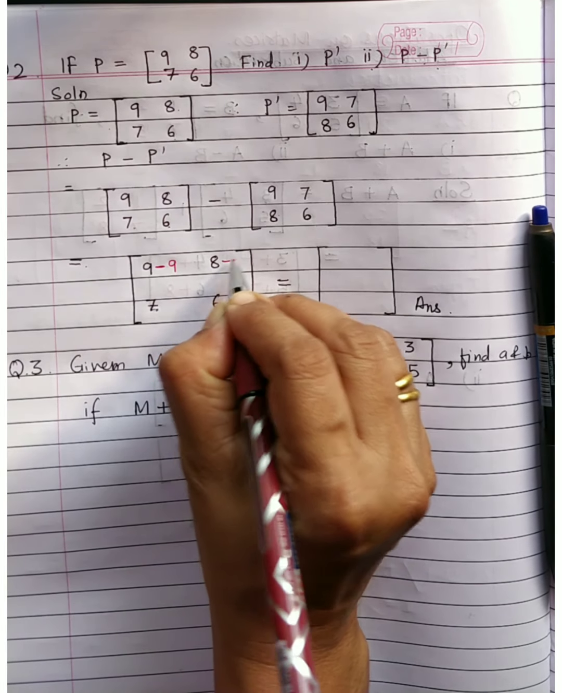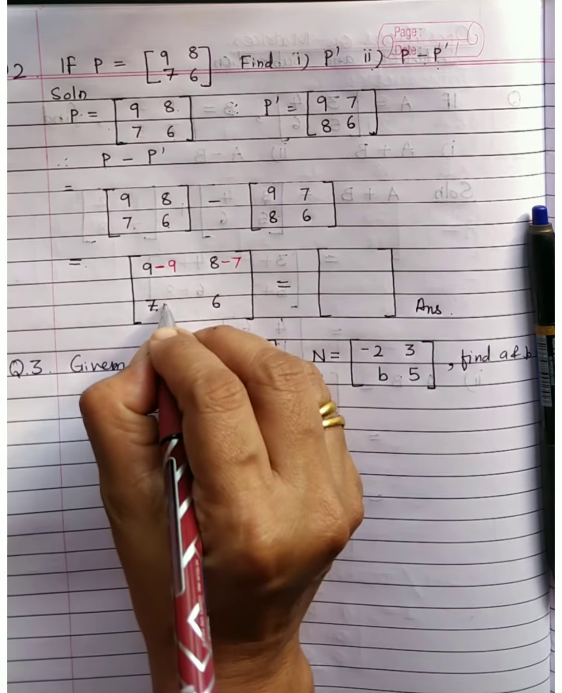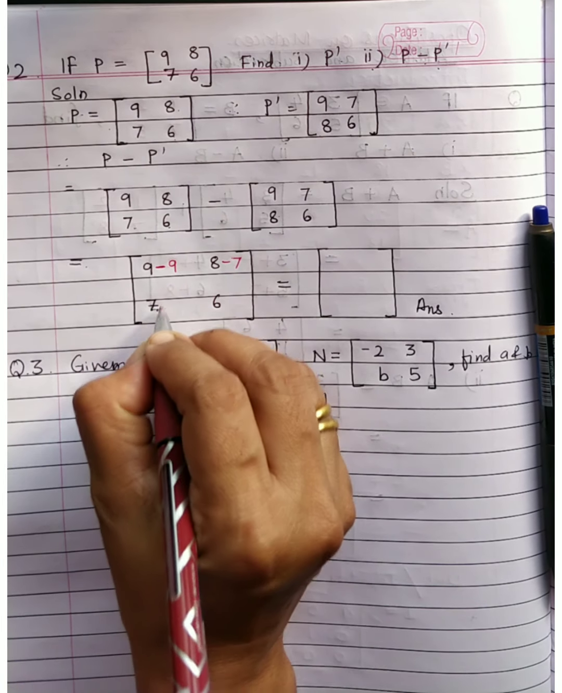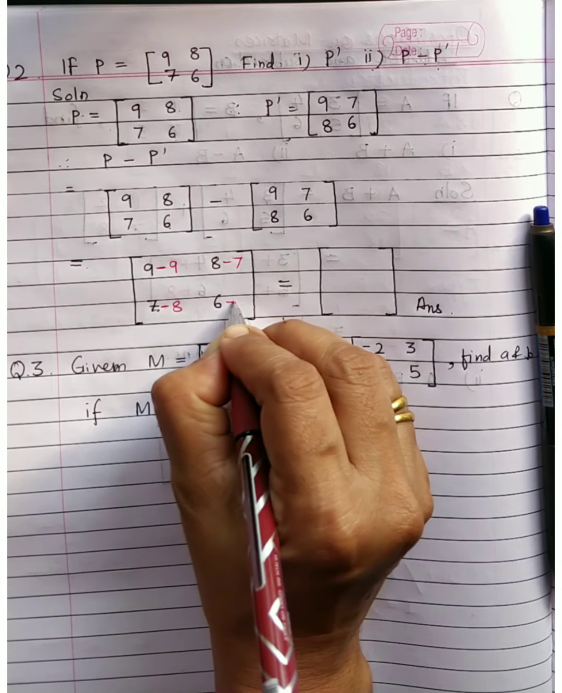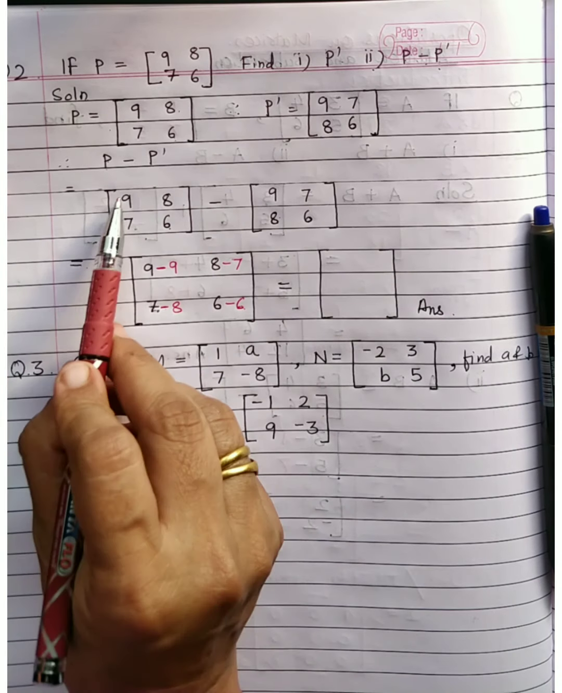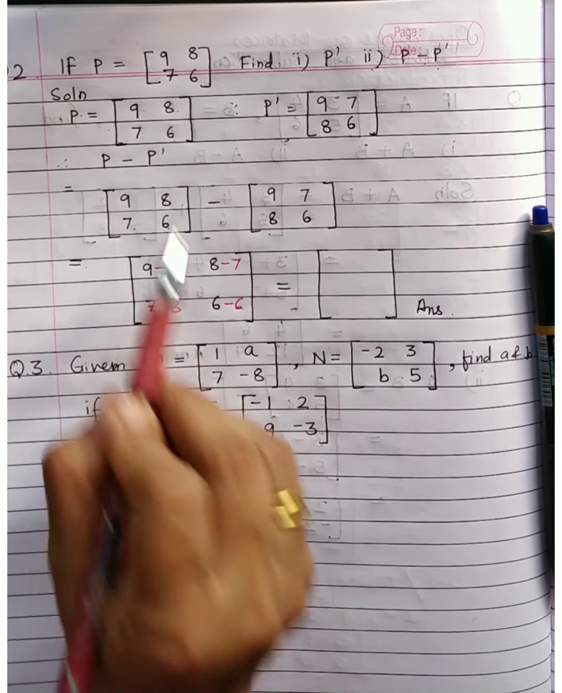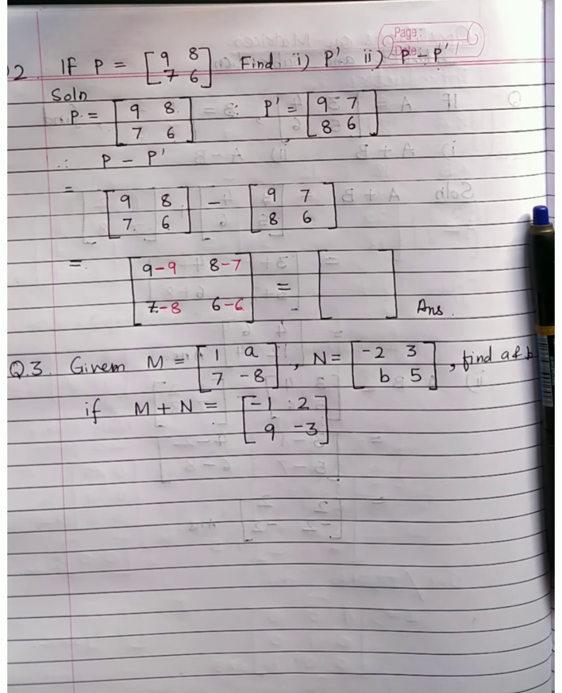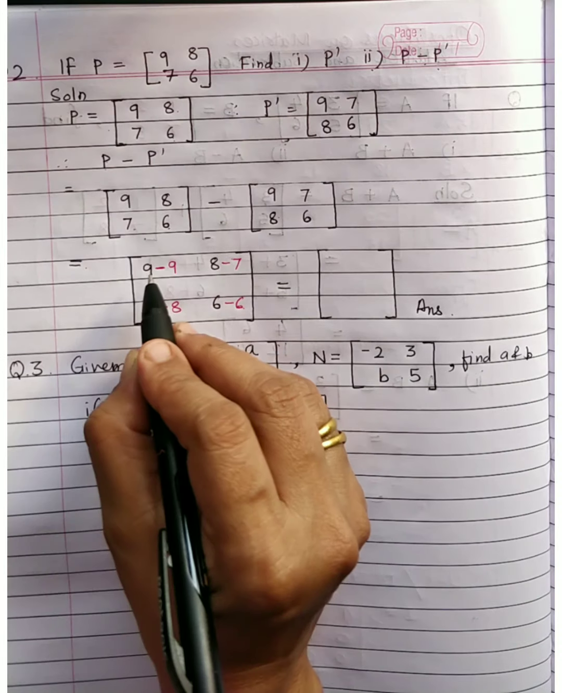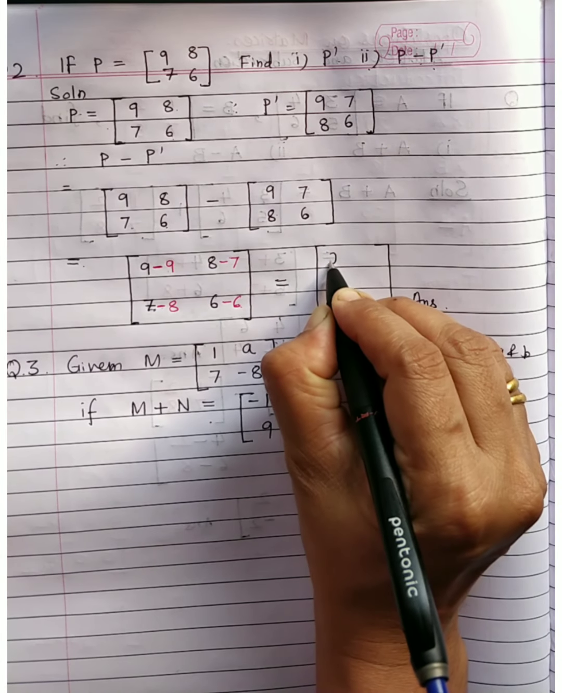Minus 9 minus 7, corresponding elements. I repeat, here we are subtracting 7 minus 8 and 6 minus 6. Okay, your first matrix elements are 9, 7, 8, 6. These are 9, 8, 7, 6. On subtraction you get 9 minus 9. What do you get? 0.